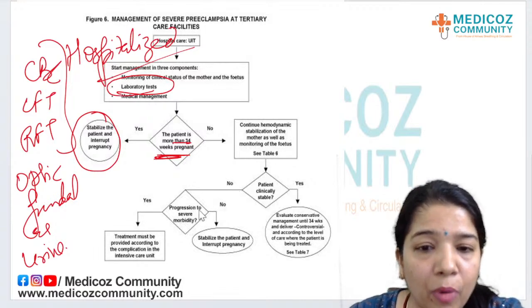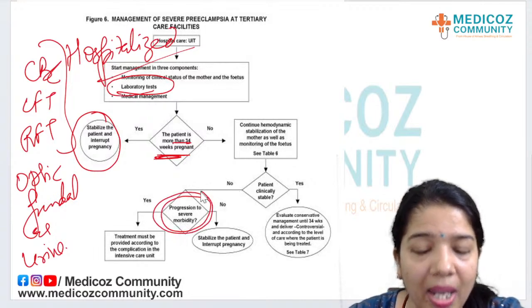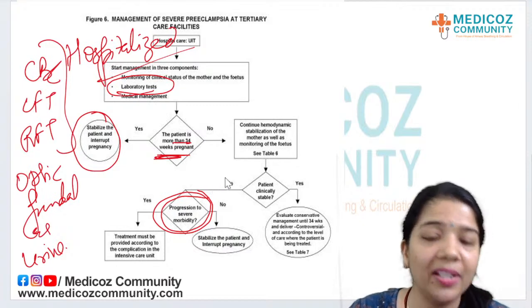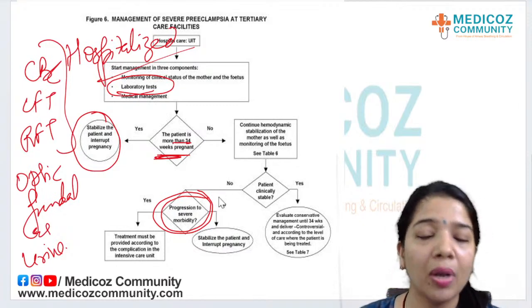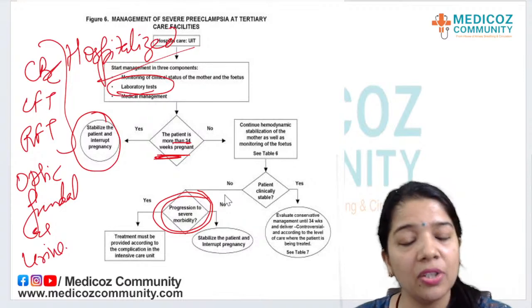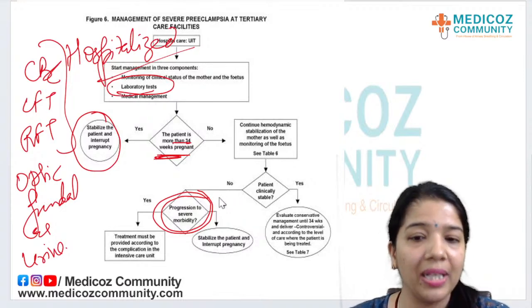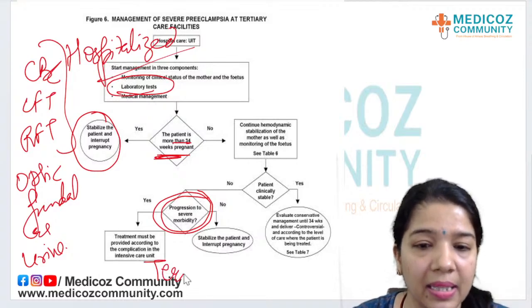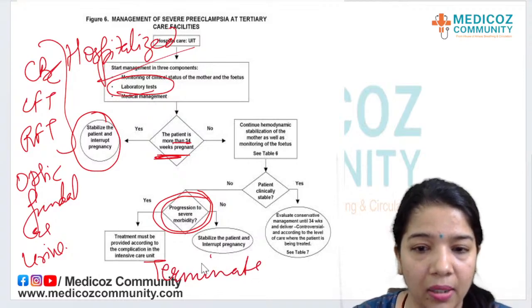If at all there is progression to severe disease, the patient throws fits, or despite the treatment, that is antihypertensives and magnesium sulfate, the patient's BP is not getting controlled, she is still getting end organ failures, then you will definitely terminate the pregnancy. Okay, that is the whole idea.